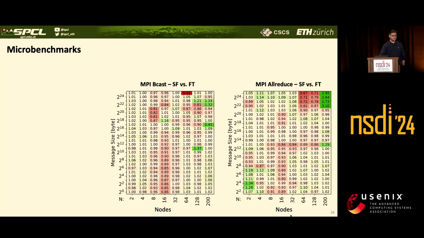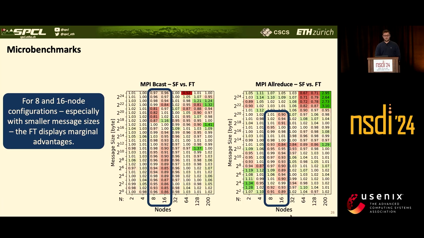So in this case, the micro benchmarks I'm showing are broadcast and all-reduce, where we're essentially just plotting the relative performance of SlimFly to the fat tree, right? So it's the peak performance achieved on SlimFly divided by the peak performance achieved on the fat tree for the same setting. And we can see that for fewer node counts, that is 8 to 16 nodes and fewer, the fat tree seems to have a marginal advantage.